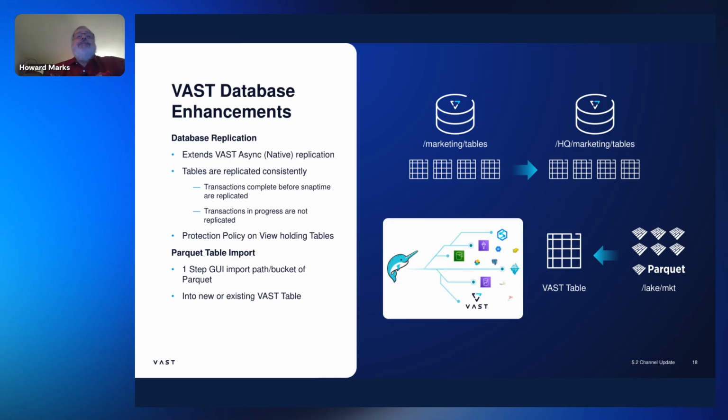The other enhancement is a very simple method for importing tables that are currently stored as Parquet files in a customer's existing data lake into the VAST database. Much of the interest in the VAST database is about Hadoop modernization, where they've been using Hadoop with Spark or Trino and some other tools to access data that they've been storing in an object store in Parquet. By importing that data into the VAST database, they get substantial performance and efficiency advantages.